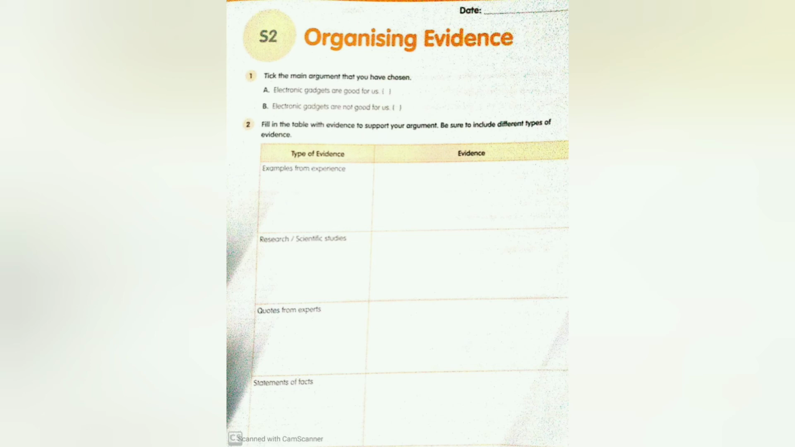Research or scientific studies. More than 16 crore Indians use the internet. More than 92 crore Indians use mobile phones. Telecom Regulatory Authority of India has researched this. Quotes from experts. Today, society depends on gadgets to make our lives better and easier. Author Sara Aslam. Statement of facts. Students need to research topics for school and good information is found online.